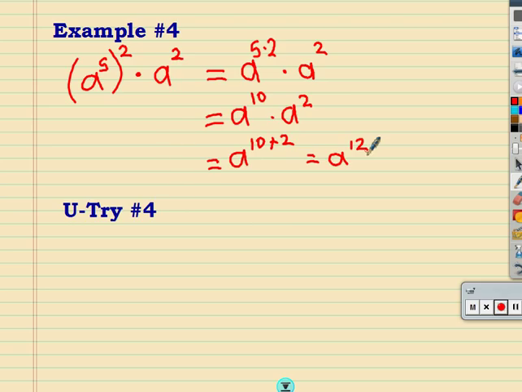This will require us to use the two properties in one problem. Here's your U try. X to the 3rd power times x squared to the 2nd power.